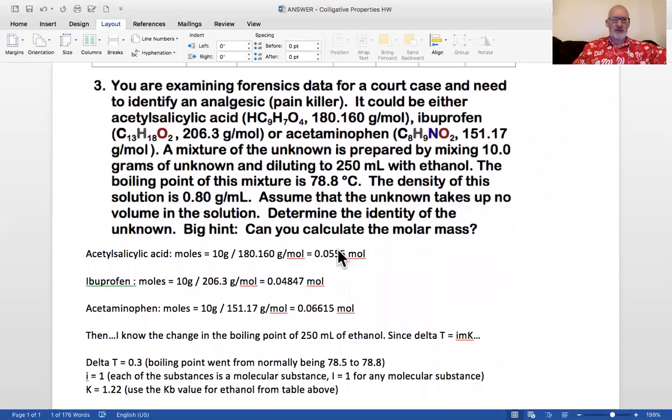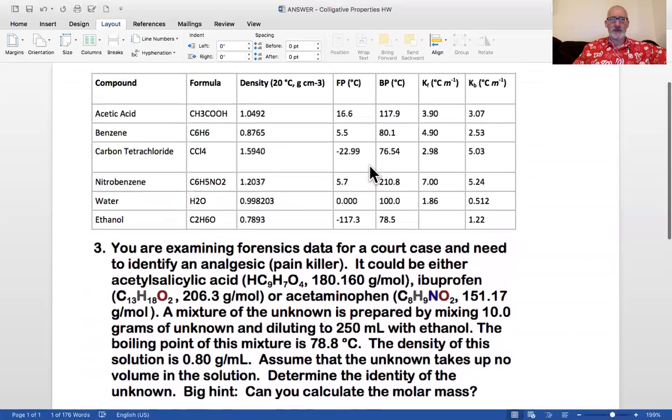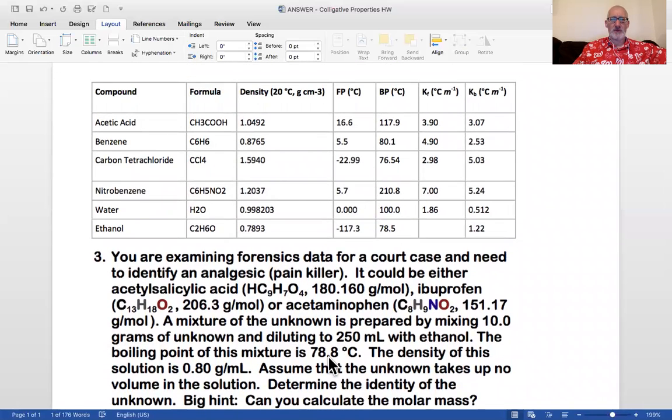So what I did was I pulled out the information for each of the three chemicals that were possibilities. And I said that if I have 10 grams of each of them, because they have different molar masses, we would have different numbers of moles of the substance. All I'm doing is just trying to get my mind wrapped around some of the information that we have. Then, as we look at it, it says that we dissolved 10 grams of our unknown substance into 250 milliliters of ethanol. Those 250 milliliters of ethanol normally have a boiling point of 78.5, but it went up to 78.8.